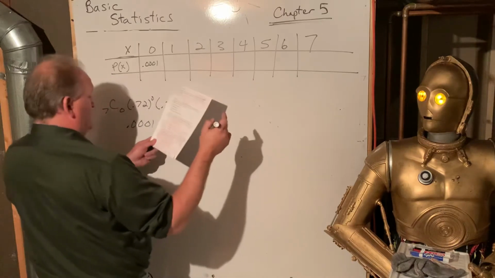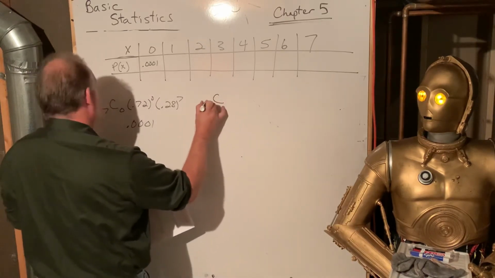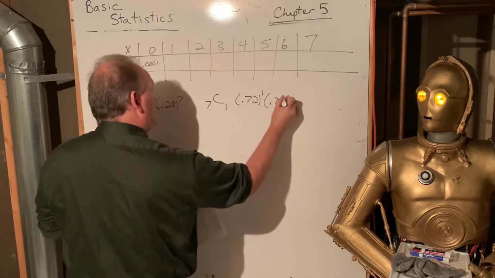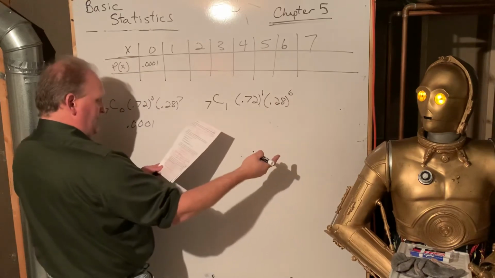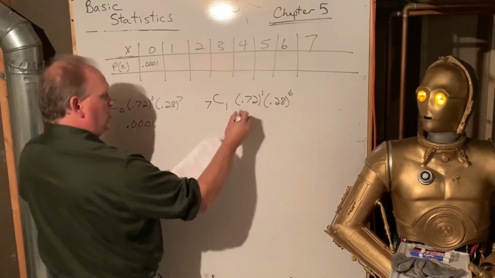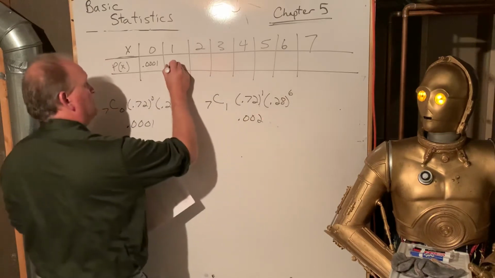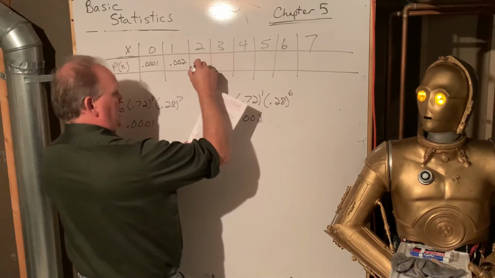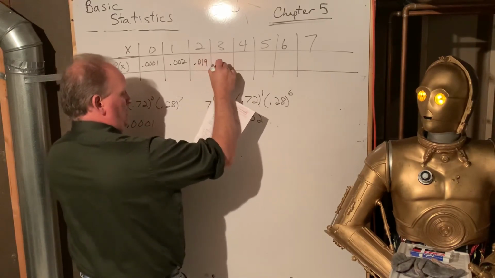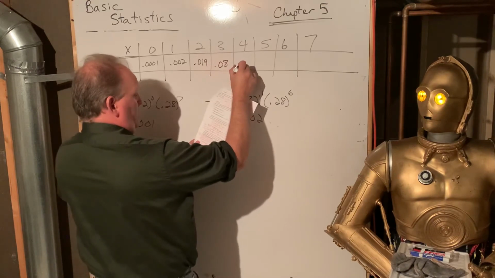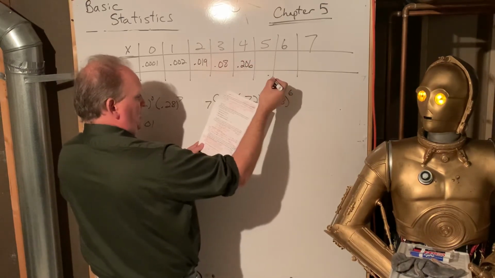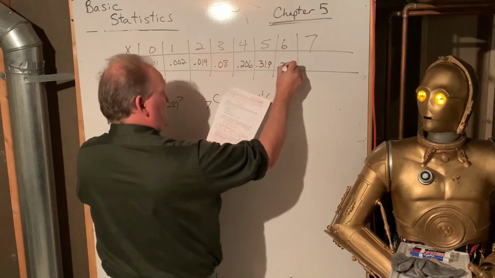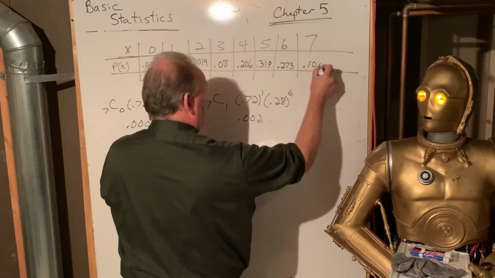How about just one of them? So then we would do this. 7 choose 1, 0.72 to the 1, 0.28 to the 6th. And so that ends up to be 0.002. And so we just keep going up the ladder here. I'm just going to put in the answers: 0.019, 0.08, 0.206, 0.319, 0.273, and 0.100. All right?